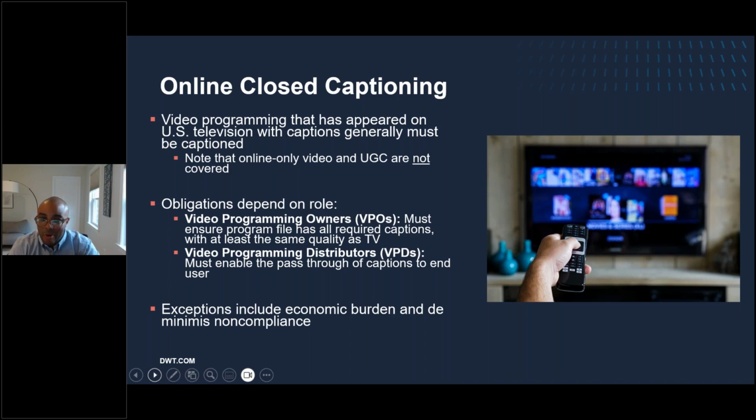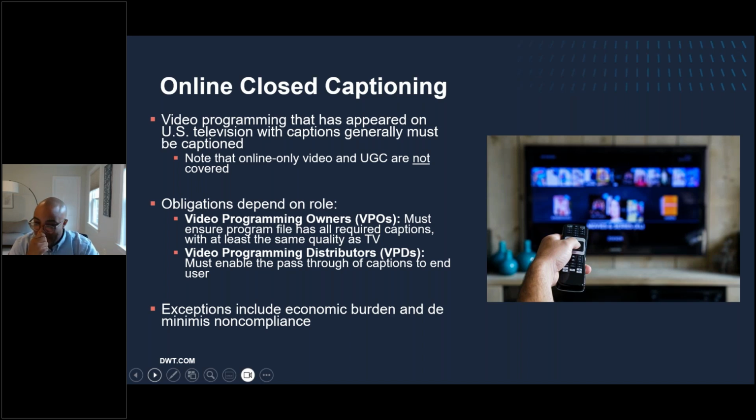So video programming owners, which are basically the entities that either own or license video programs, have to ensure that the program file, the video file that's being provided, has all the captions that are required under applicable law, with at least the same quality as those on TV. So it should not be a diminution in quality when it goes from TV to online.